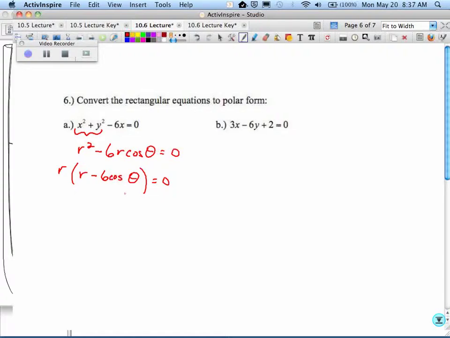6 cosine theta. Set both of those factors equal to 0. So r is equal to 0. r minus 6 cosine of theta equals 0, which you just add to the other side. So you end up with these two things.